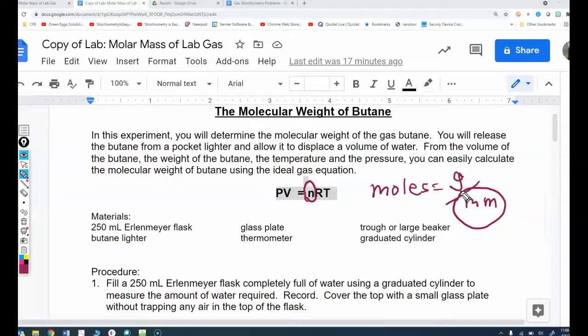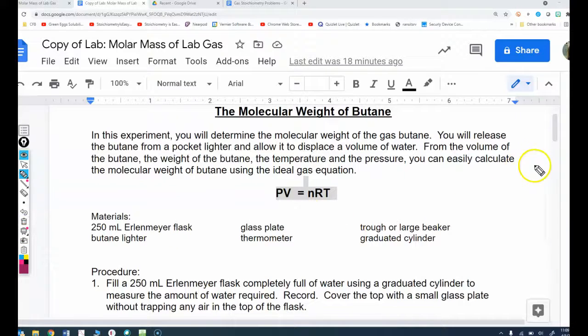We're going to use a 250 milliliter Erlenmeyer flask, a lighter, a glass plate, a thermometer, a trough, and a graduated cylinder. As we go through each of these parts, I will try to talk with you about what you should write down in your data. You are going to be recording data and including that at the end of this Edpuzzle as your demonstration of attendance of class. Plus, you're going to need this data to be able to use it for calculations.